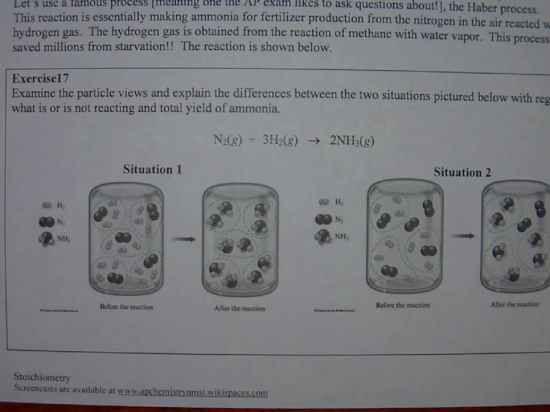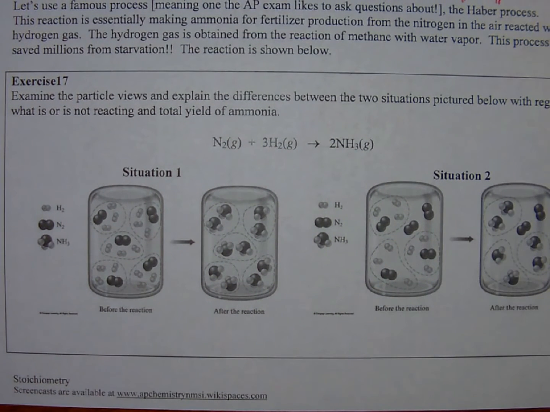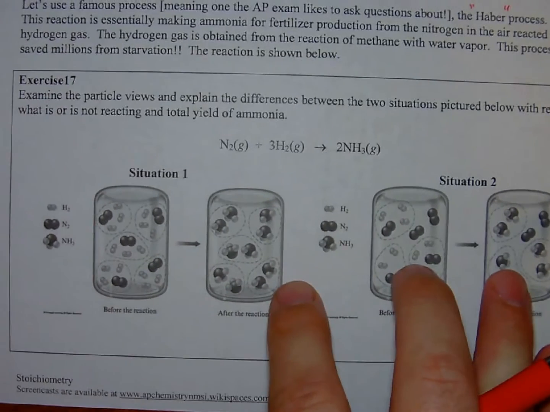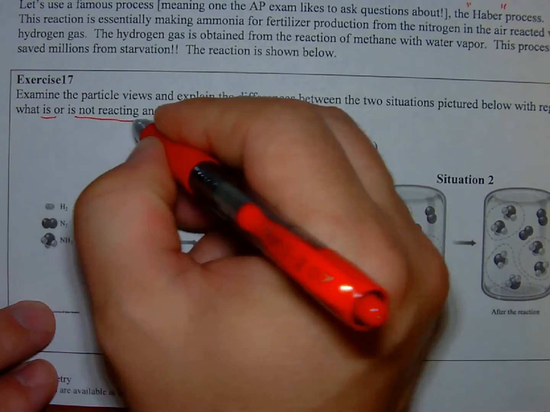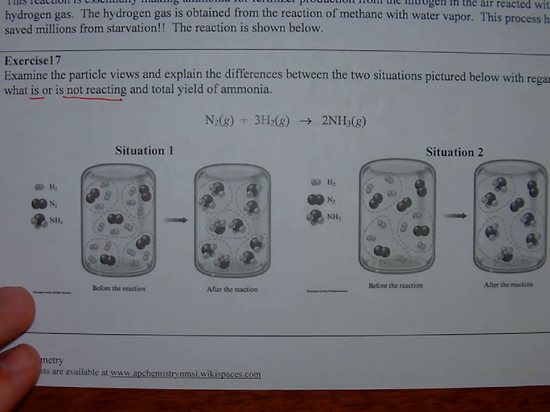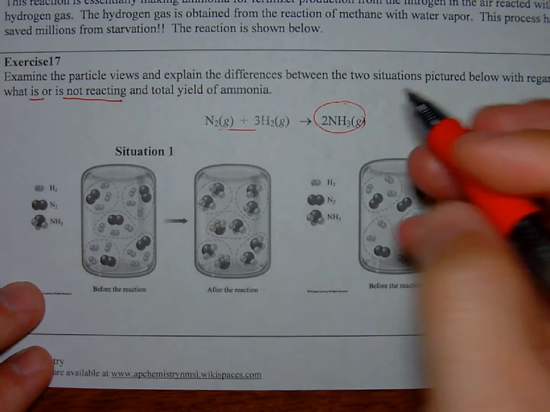Exercise 17. Examine the particle views and explain the differences between the two situations. Situation 1, situation 2. Explain the differences between the two situations pictured below with regard to what is or is not reacting and the total yield of ammonia. And so we have a balanced equation. Here's the ammonia. You need to know that it's ammonia.